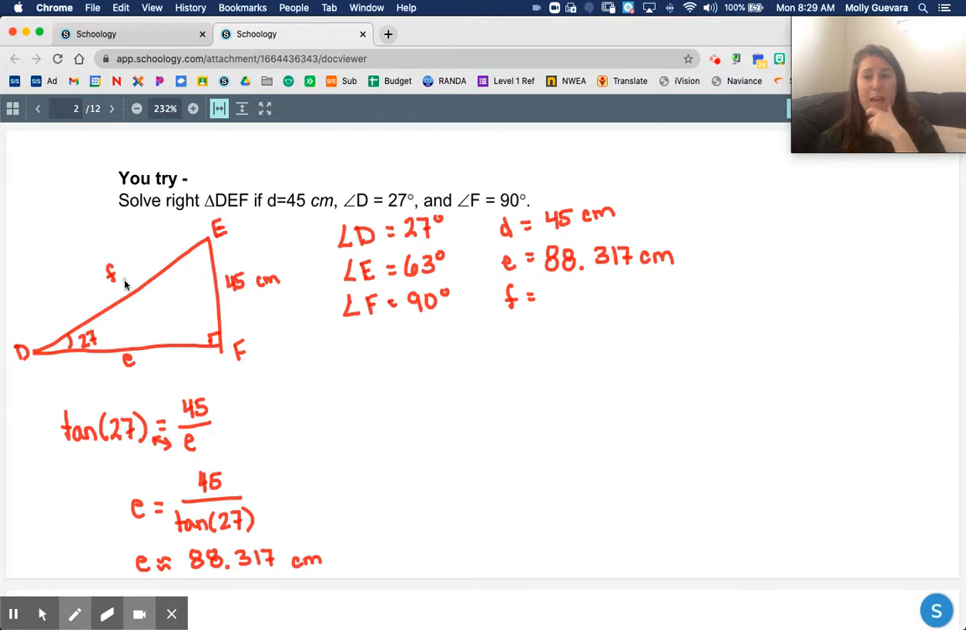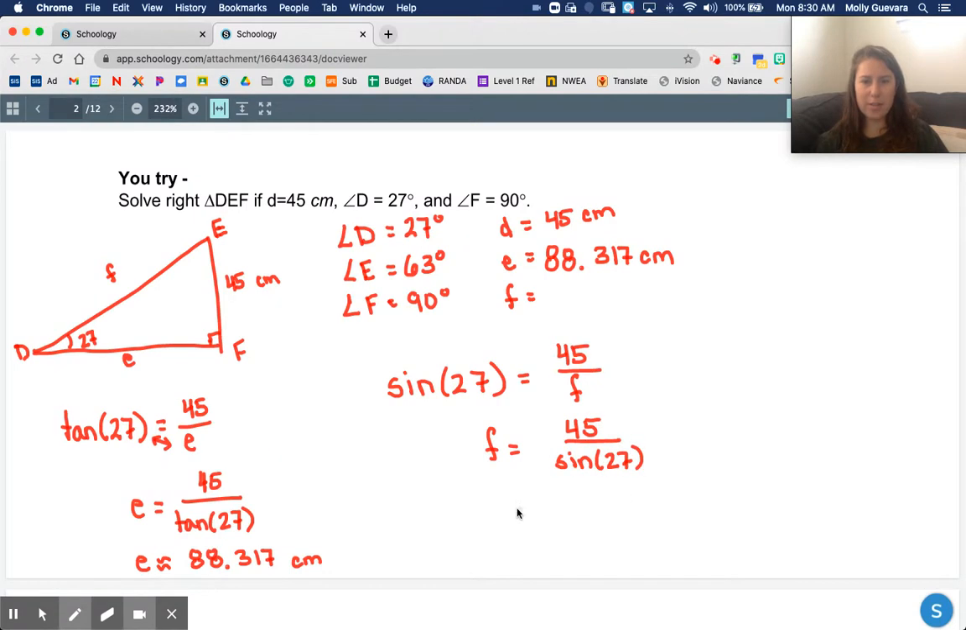And F is the hypotenuse. So I have opposite and hypotenuse. So that's going to be sine. Right, we're just using SOHCAHTOA here. So sine of 27 is equal to opposite over hypotenuse. And again, the variable's on the bottom, so I can just switch it. So that gives me 45 over sine of 27. Enter that into my calculator, and I get that F is about 99.121 centimeters.